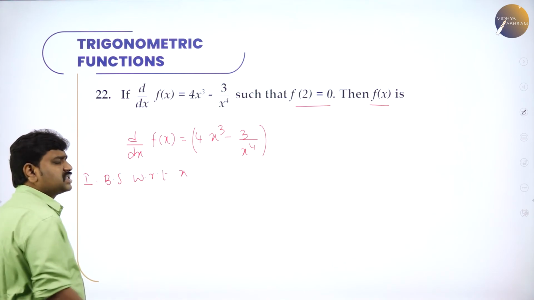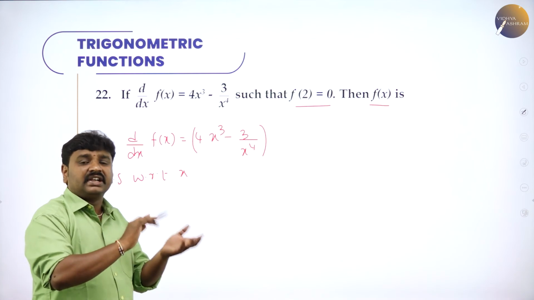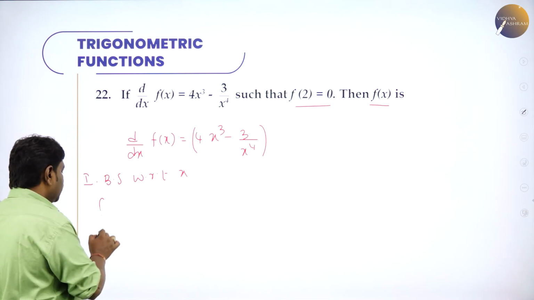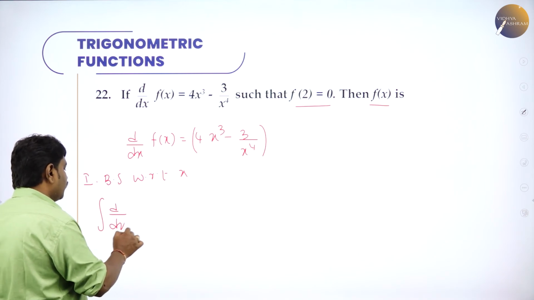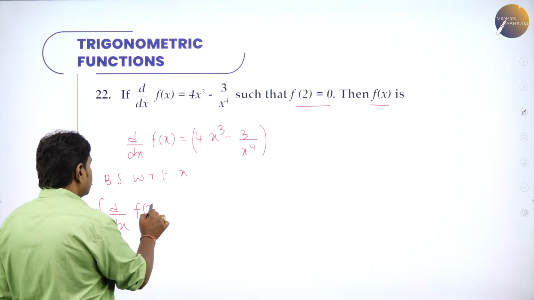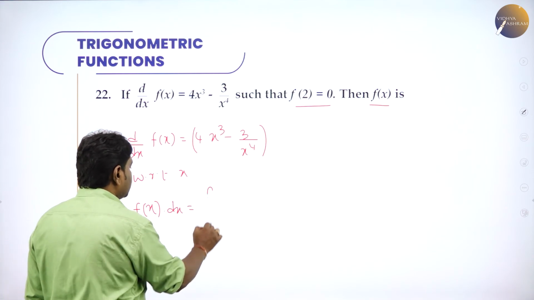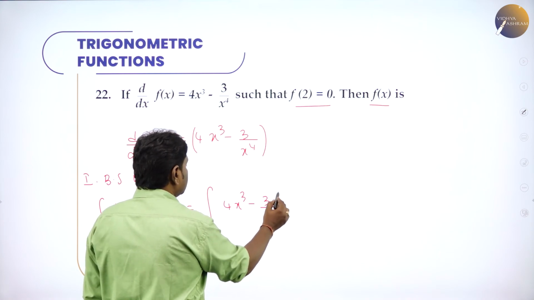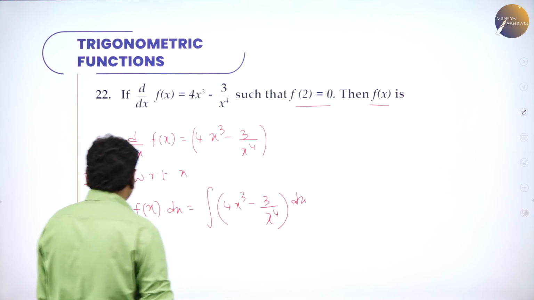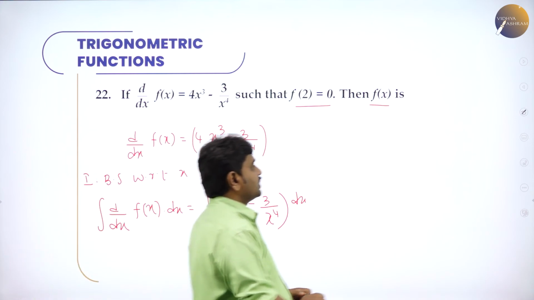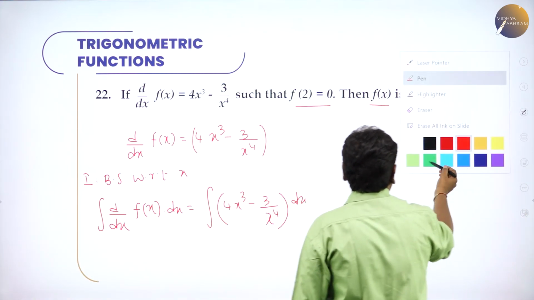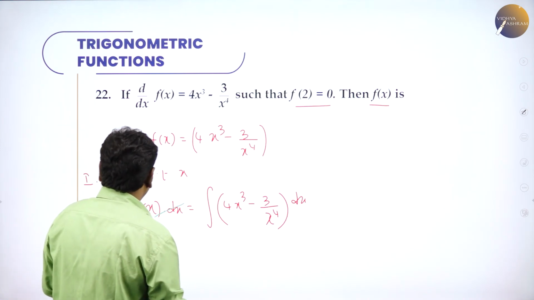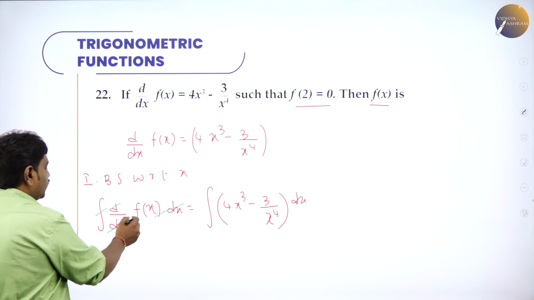See, in many entrance exams, these are repeated questions. You know anti-derivative: if you want to remove derivative, integrate. So integrate both sides. Integration of d by dx of f of x with respect to x is, on the right side also, integration of 4x cube minus 3 by x power 4 with respect to x. Now dx you can cancel, so I can cancel dx and dx, and I can cancel integral and d, so I got f of x.